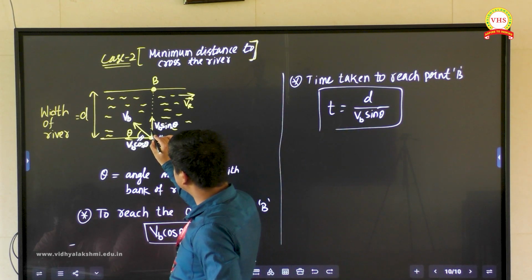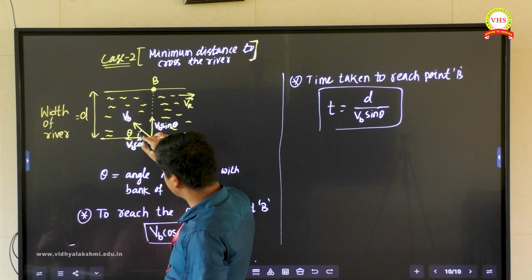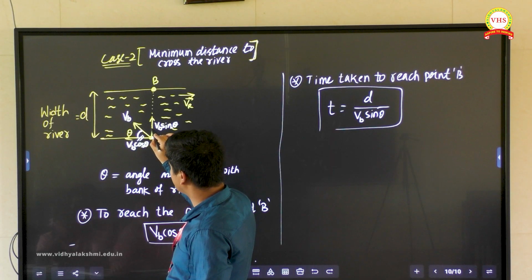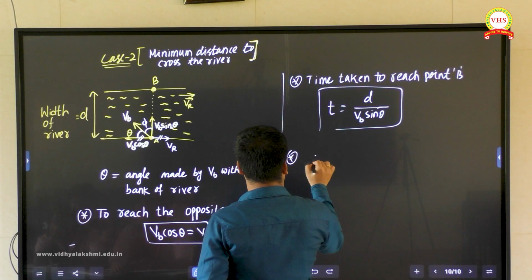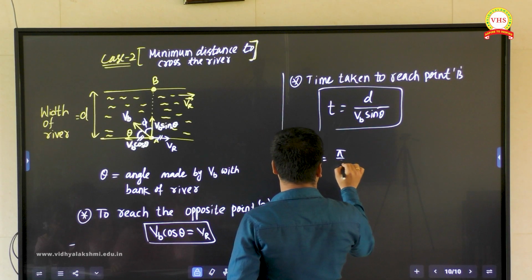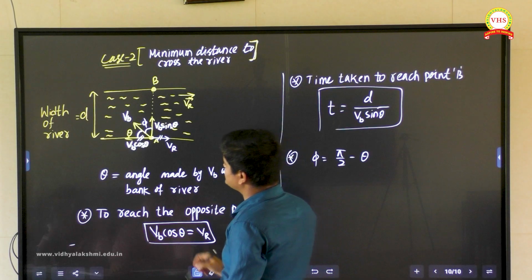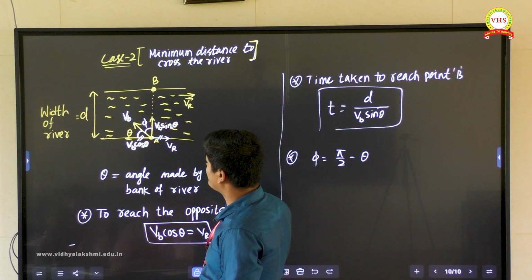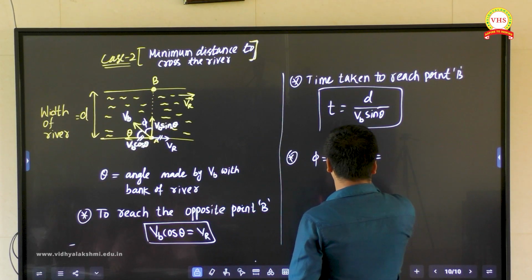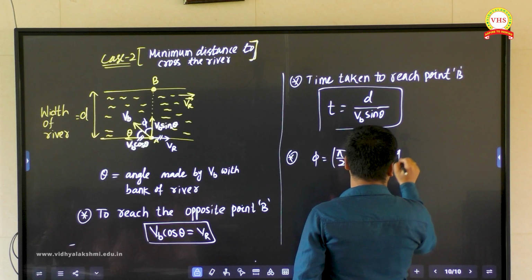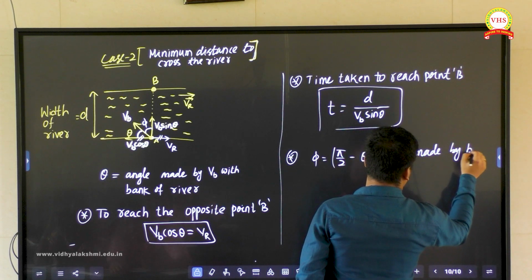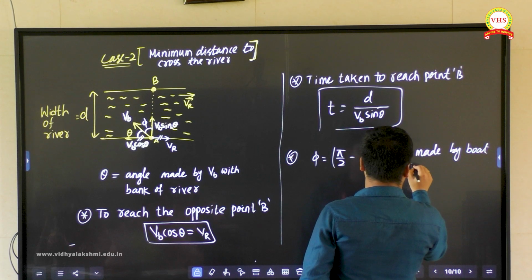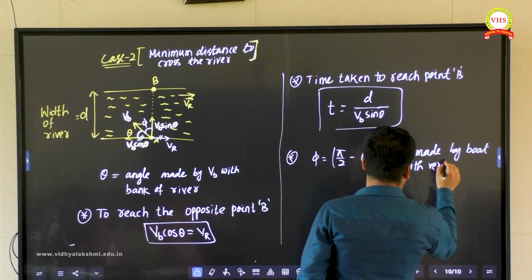And here, listen, this theta, remember, is this angle actually. And if this angle I consider phi, then phi will be how much? Now phi will be pi by 2 minus theta, which is the angle made by the boat with the vertical. So you can write this one as angle made by boat with vertical. You can check the picture, the vertical.